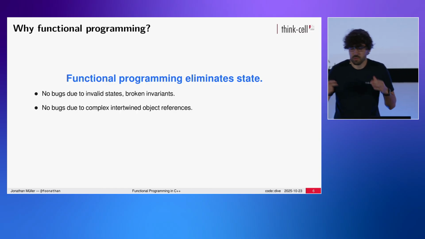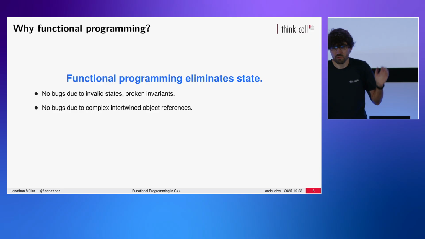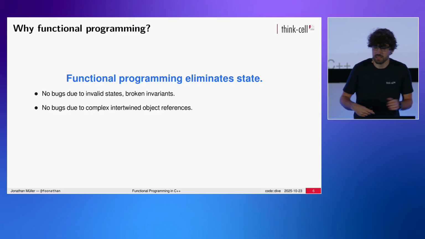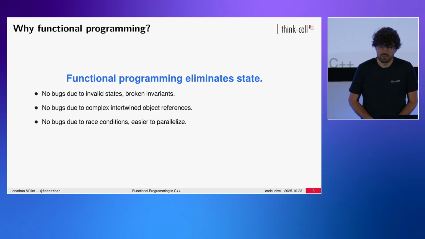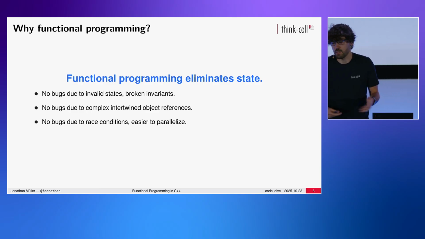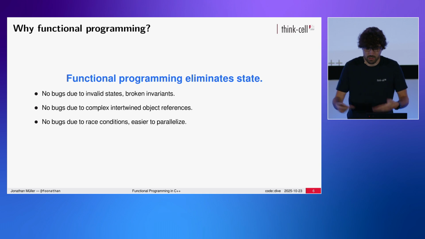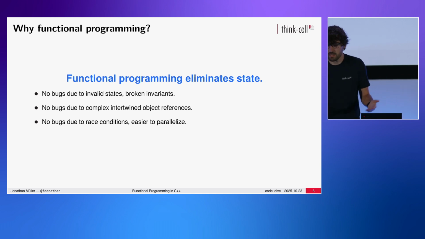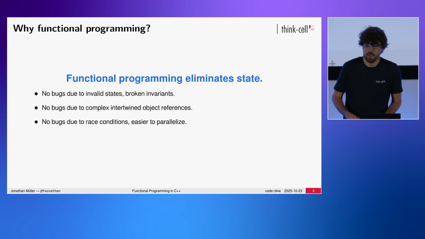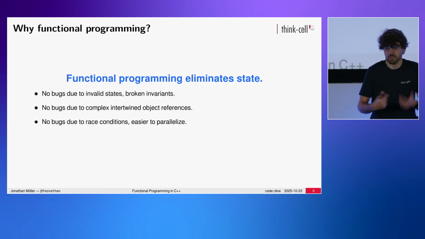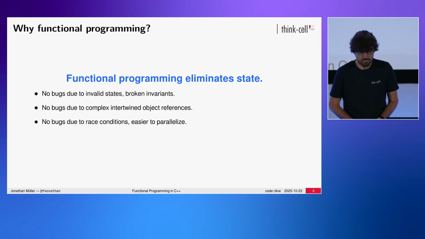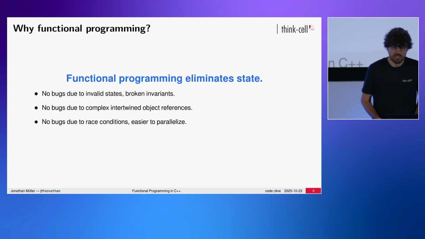You don't have a weird shared pointer object graph with base classes and derived classes where something is wrong in there, because you don't have any state. You don't have race conditions, because race conditions would be mutable state that is concurrently modified. You don't have state, so you don't have race conditions. And it's also easier to parallelize because you just describe the rules, and then the system can automatically parallelize it if the system is smart enough. So functional programming is so great.